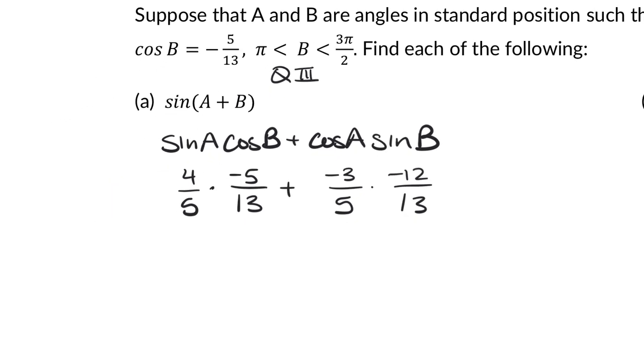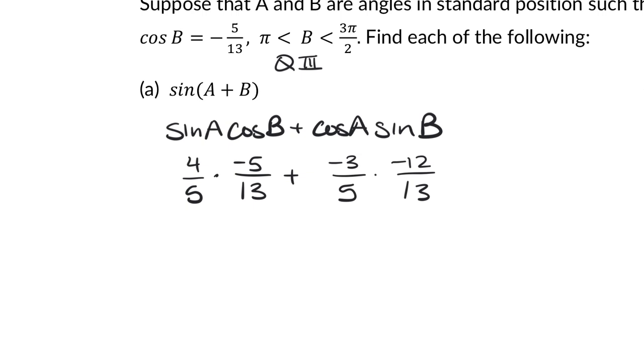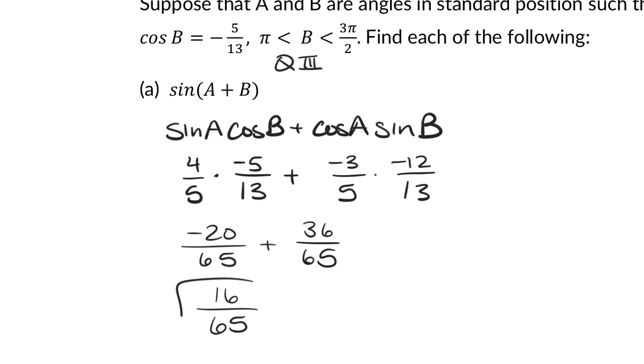Fraction moment. Top times top, bottom times bottom. This becomes negative 20 over 65, minus, negative times negative is positive, that's 36 over 65, which gives me 16 over 65.